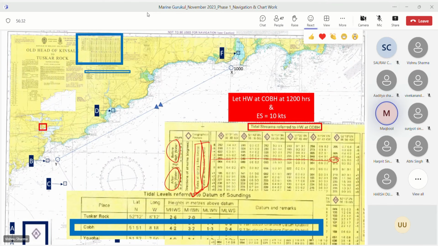Yes sir, and then I said we are assuming it is spring tide, spring high water. So what rate will you take? You will take the rate of 0.5. Correct. Yes sir. If it were neap tide, we would take the rate of 0.3. Right. Yes sir. Understood?